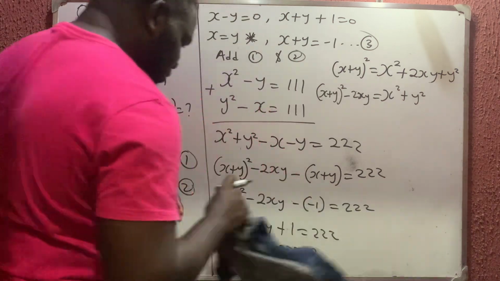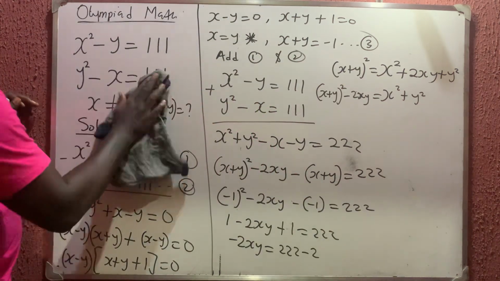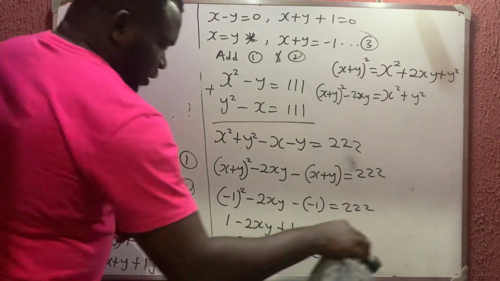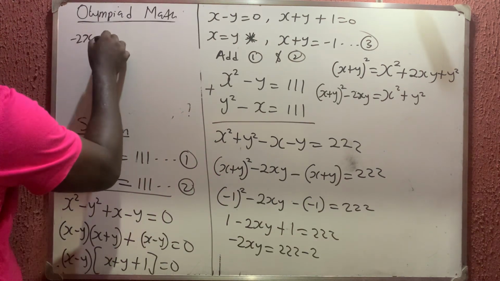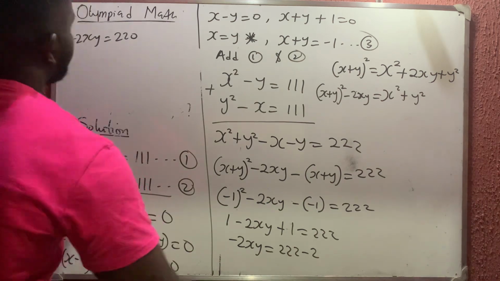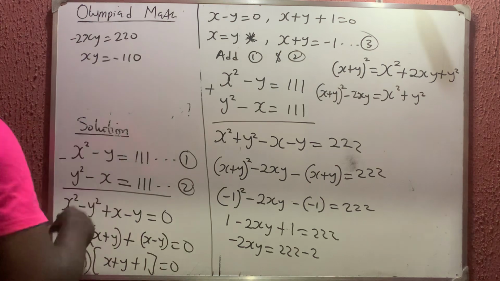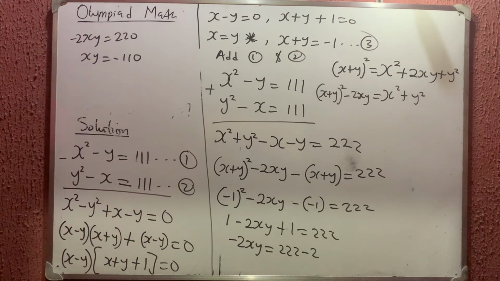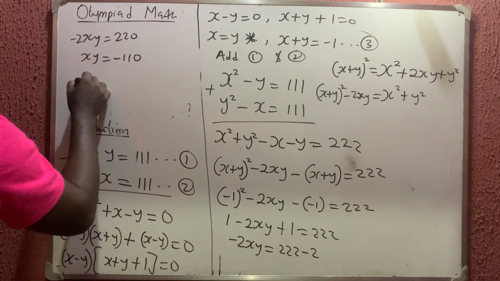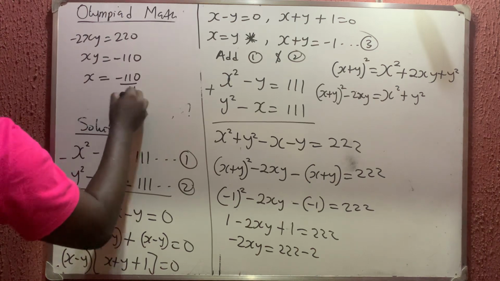So if I clean here, I'm going to have that minus 2xy is equal to 220. Therefore, my xy is equal to minus 110. So if my xy is equal to minus 110, what do we do? Let's have that my x is equal to minus 110 divided by y.